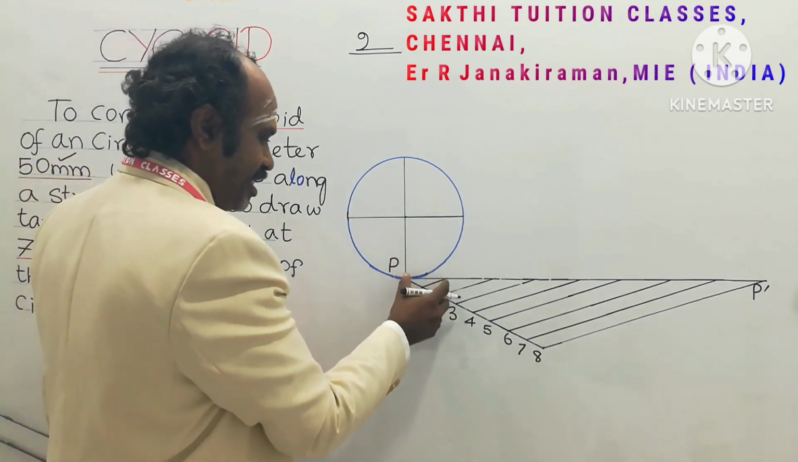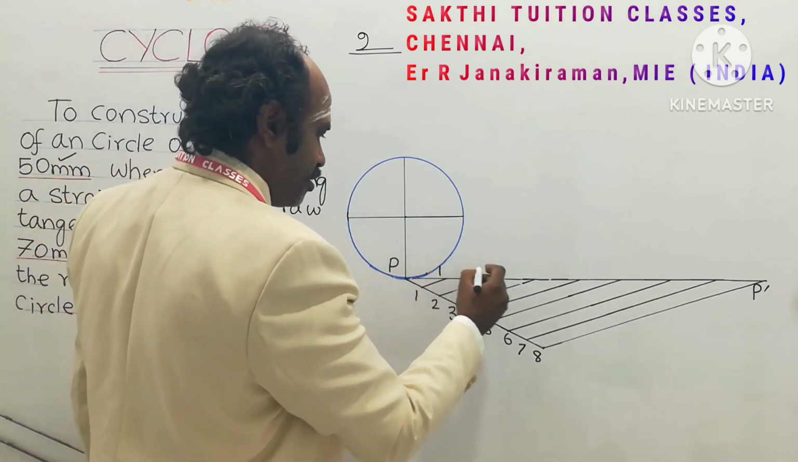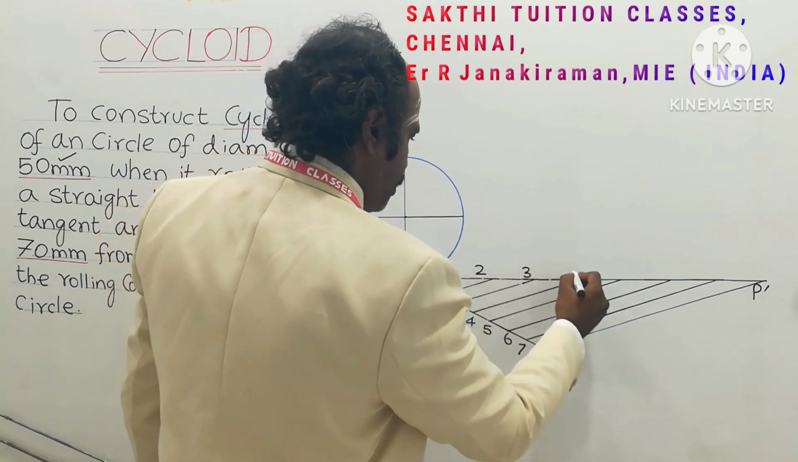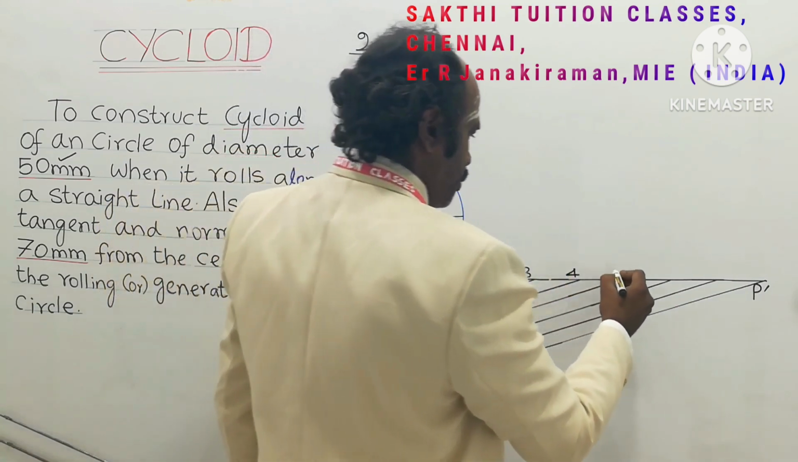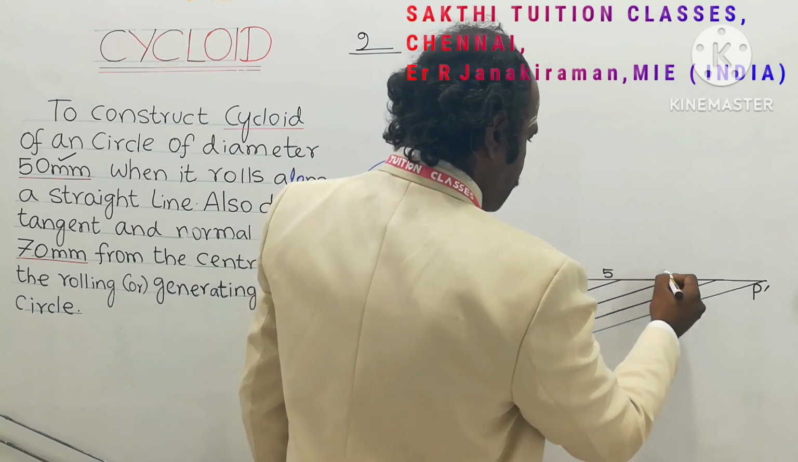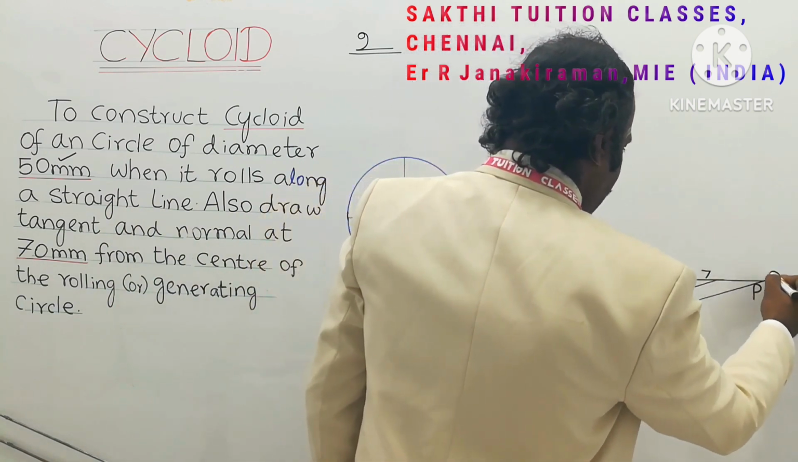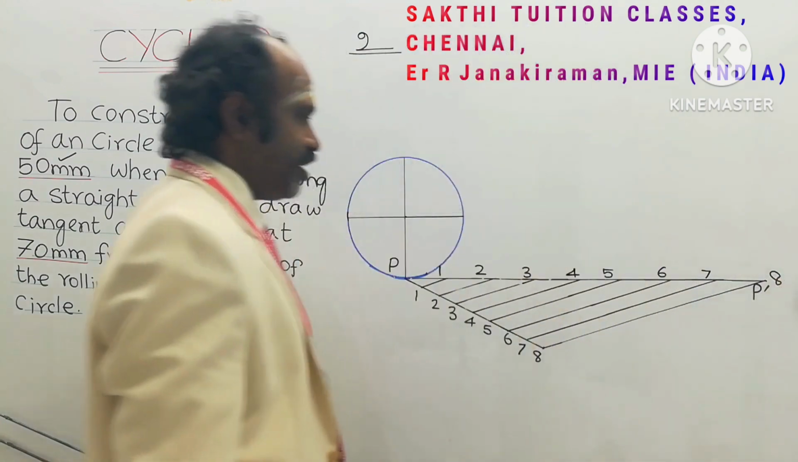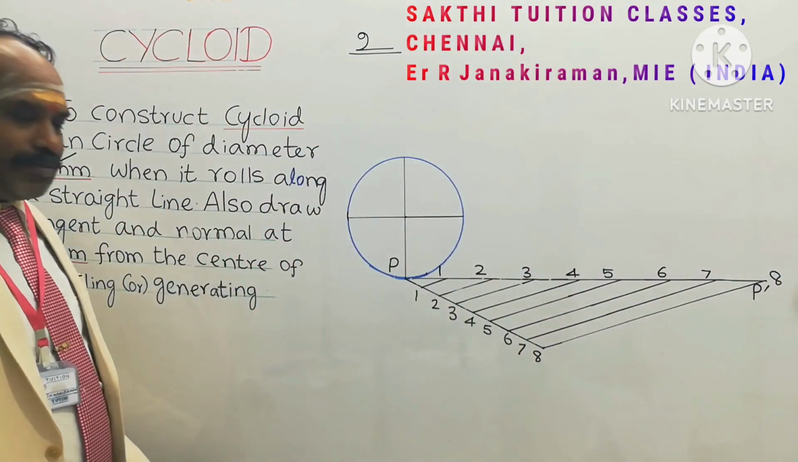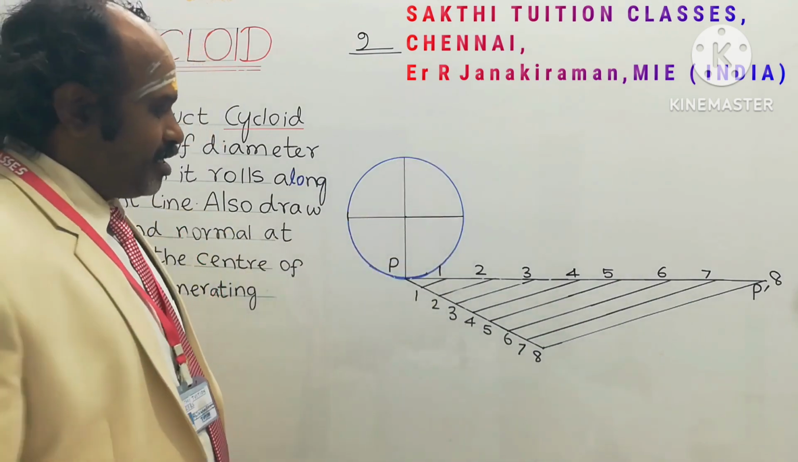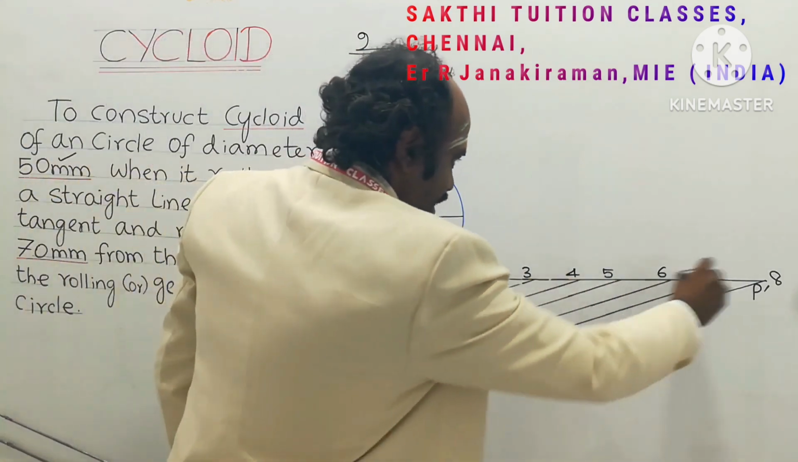Now again rename this horizontal line. This is the first segment, marked as 1, 2, 3, 4, 5, 6, 7, and P dash will be the 8th point, marked as 8. Okay. So now the next step is to draw several vertical lines.